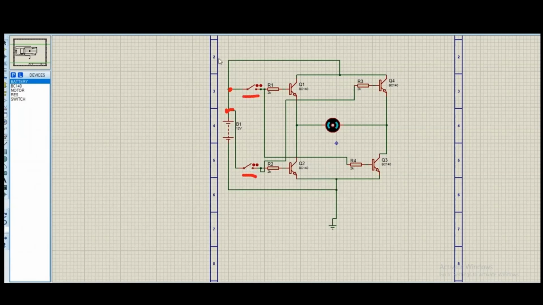But when we close this one, the upper switch, our motor starts its rotation. Now let us follow the path to see why the motor starts rotating. As the switch is closed, the current will follow this loop, and here it has two ways to go. One is this, and the other one is this. Here it will turn this transistor on. It will make this transistor on, and the current flowing through this will come and follow this path.